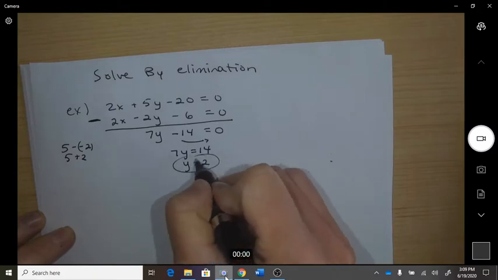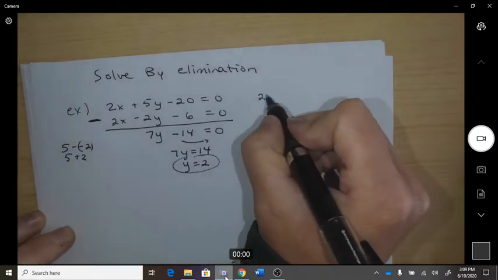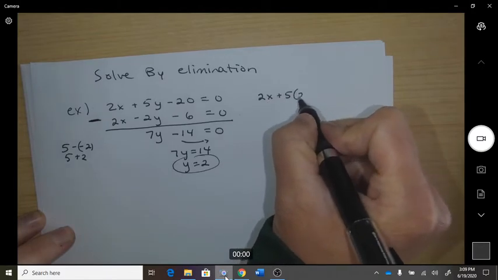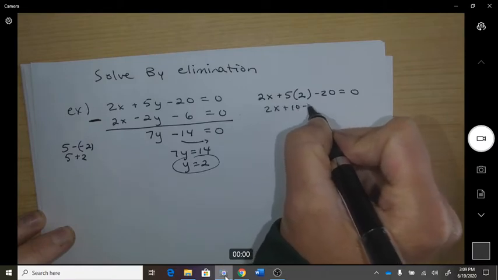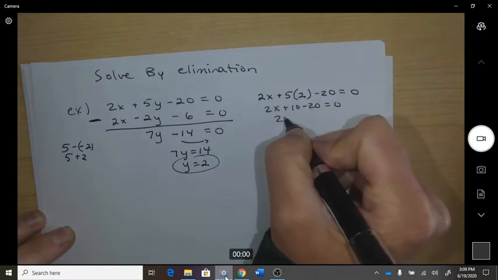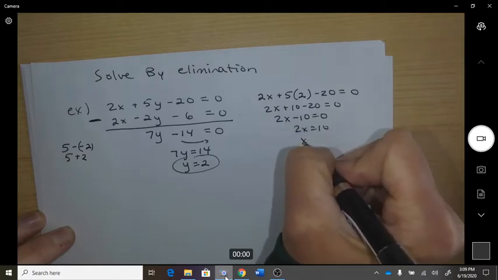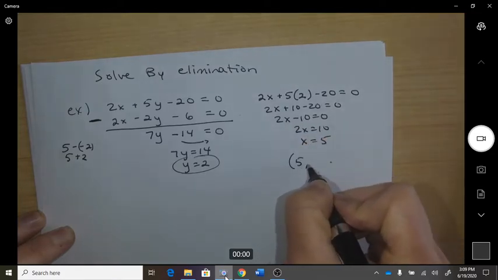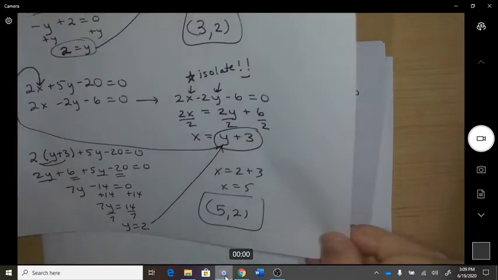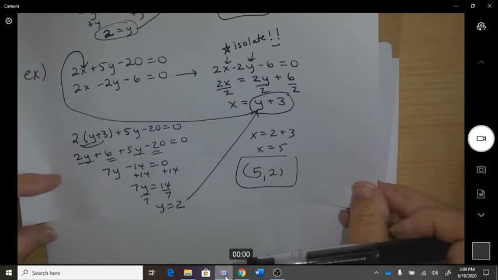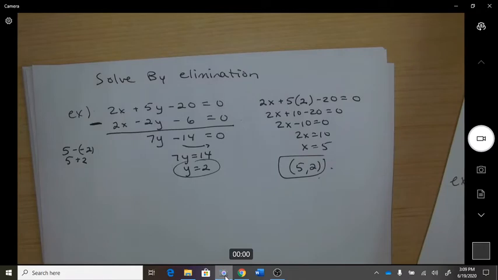And then I would take that and I'd plug it into either this line or that line, and it doesn't matter. So 2x plus 5 times 2. So 2x plus 10 minus 20. 2x minus 10. So 2x equals 10. X equals 5. Okay, so you can see that we did this one with substitution and we got to the same answer, and now a new method called elimination.